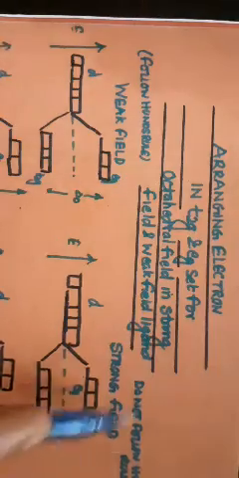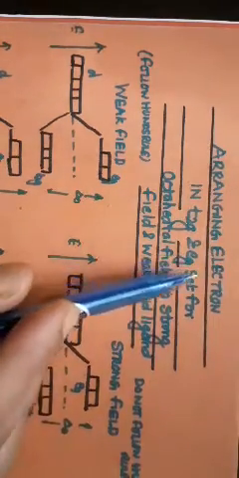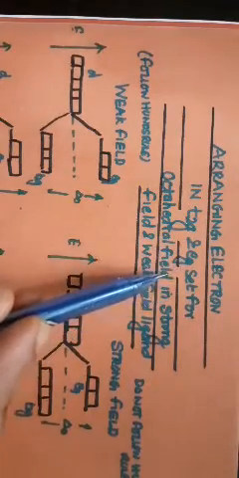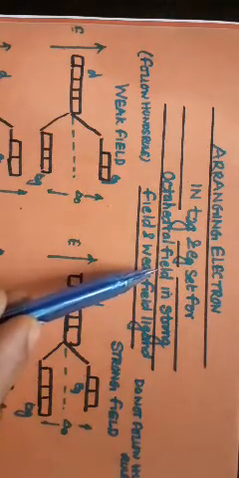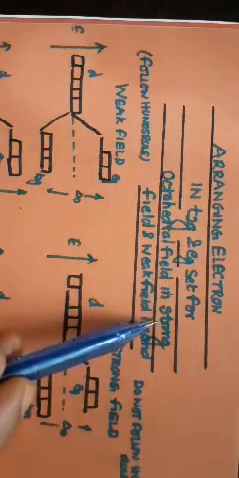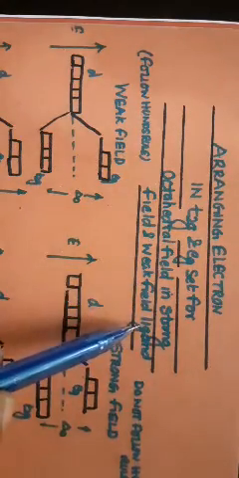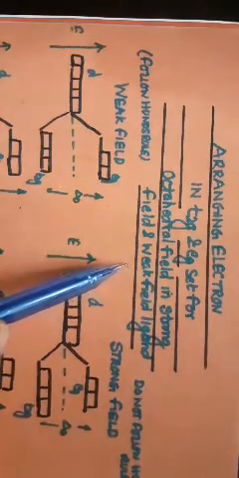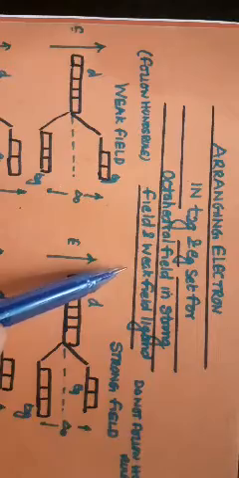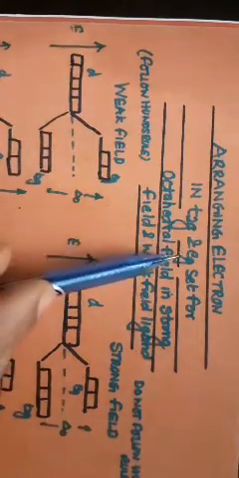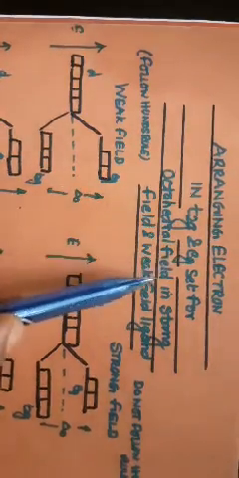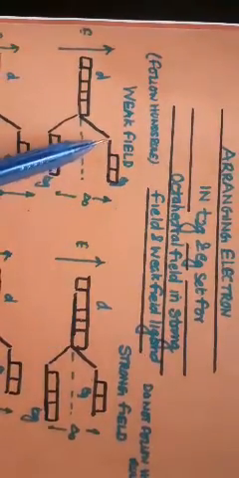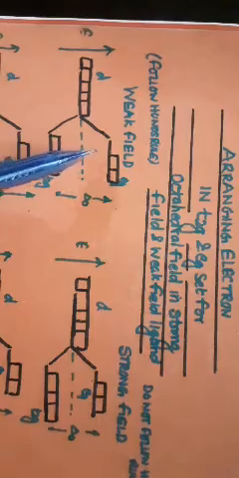Hi students, in today's session we will talk about arranging electrons in the t2g and eg sets for an octahedral field under the influence of strong field ligand and weak field ligand. It is important to note that in a strong field ligand, the filling of electrons in the t2g and eg sets of orbitals takes place against Hund's rule, whereas in a weak field ligand it follows Hund's rule.